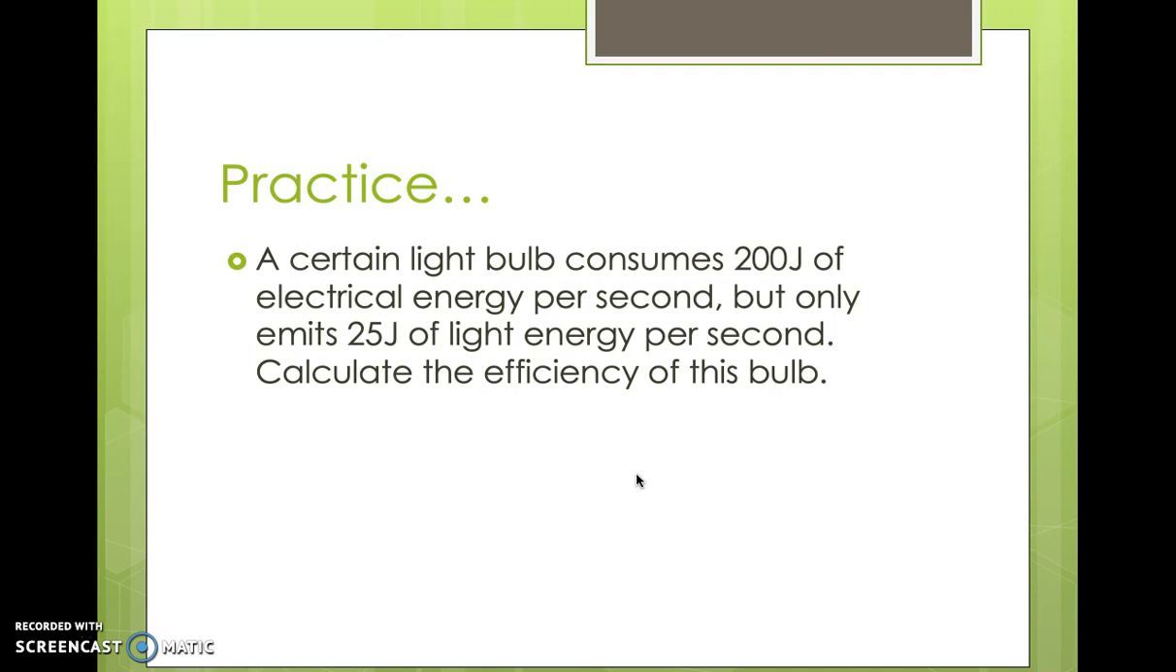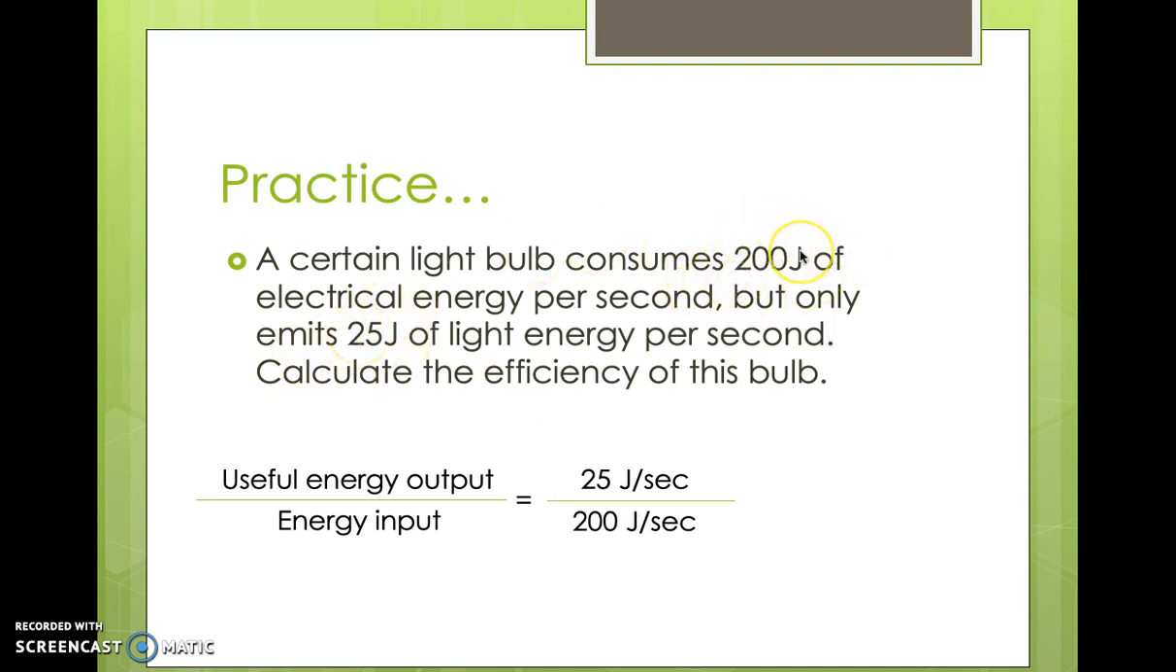So first we need to think about what is our actual output, our energy output, and what is our energy input. So here the output is the 25 joules per second, and the input is the 200. So we're going to take 25 divided by 200. That gives us 0.125. Times that by 100, and we get 12.5% efficient. So that is not a very efficient light bulb.